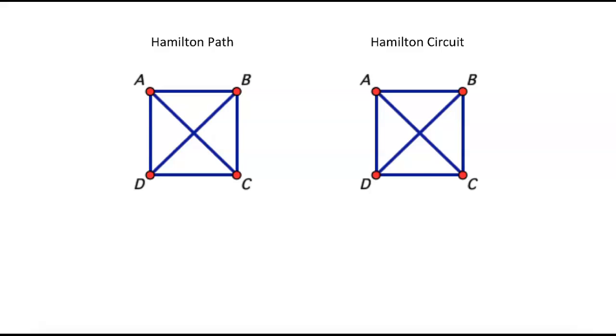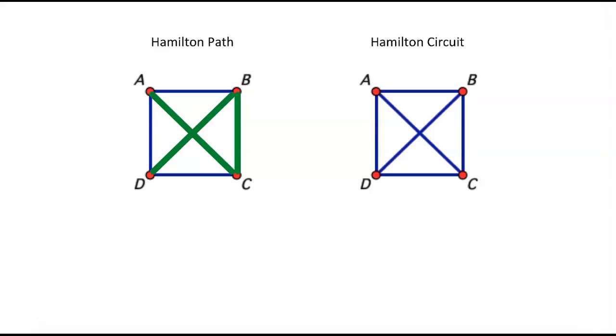A Hamilton path in a connected graph is a path that visits each of the vertices in the graph once and only once. That could look something like this. Starting with A, we could go to C, B, and finally to D. This is a path that starts at A, ends at D, and visits every vertex exactly one time.